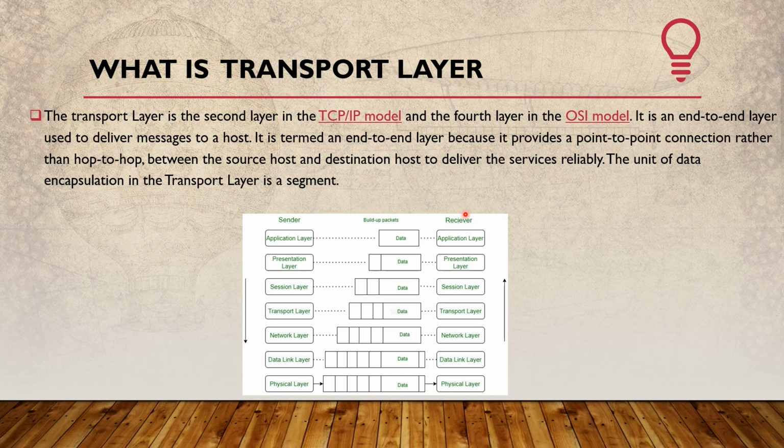The data unit of encapsulation in the transport layer is the segment. In the physical layer, we call it bit by bit. In the data link layer, the unit is a frame. In the network layer, it's a packet. In the transport layer, it's a segment. The encapsulated data unit in the transport layer, we call a segment.